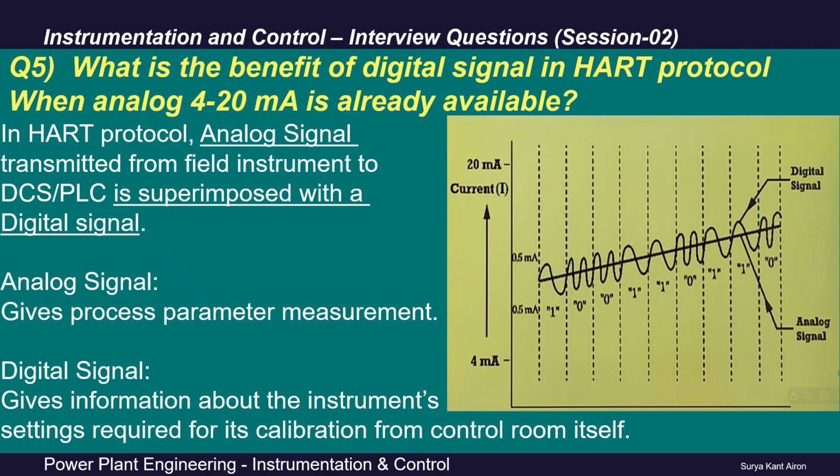Thus, with the help of a handheld HART calibrator, an engineer can calibrate these HART instruments from the control room itself, instead of going to each and every instrument in the field.